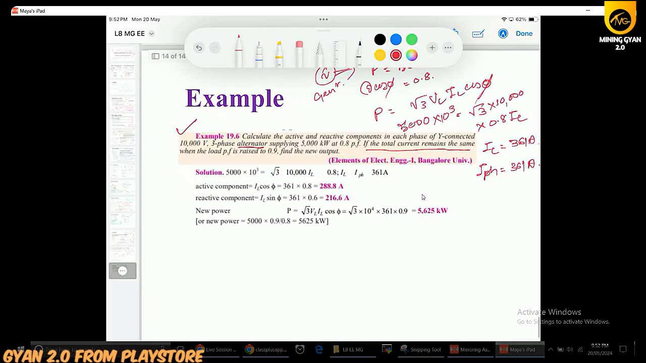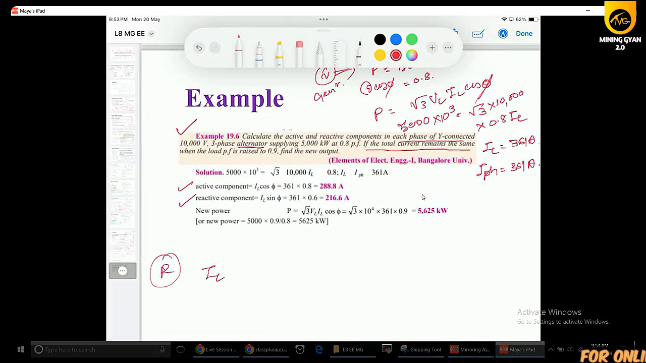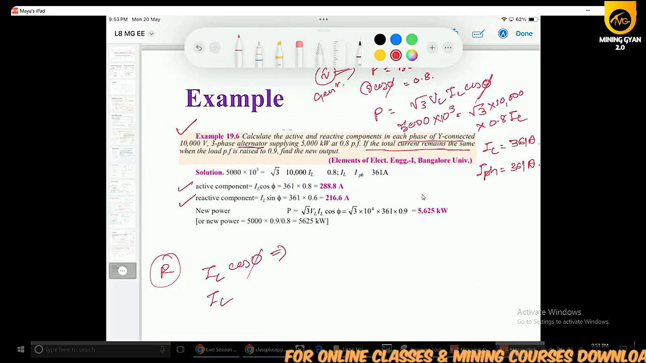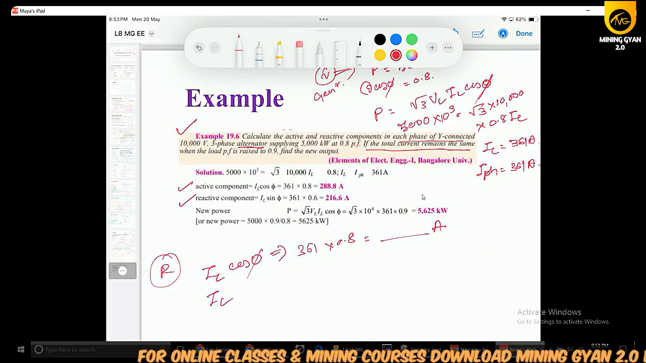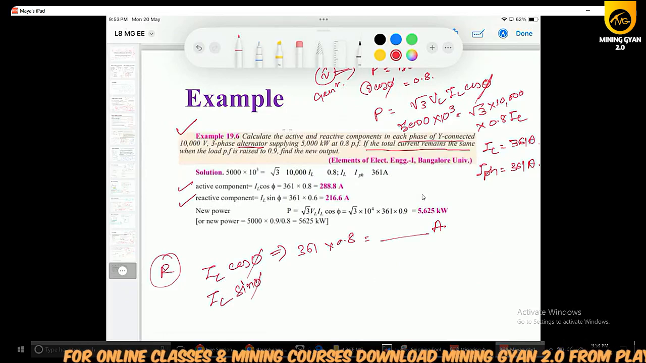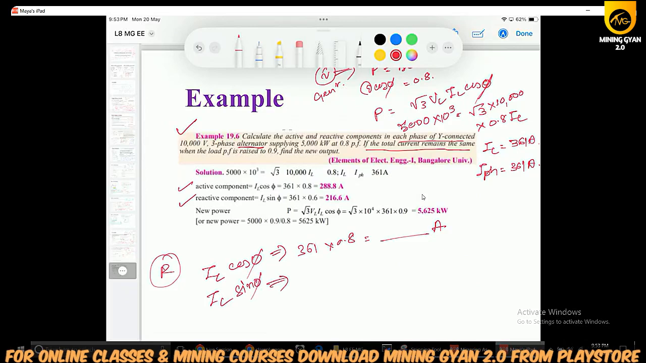Then how to calculate the active component and reactive component in each phase of the star connection. Let us take R phase. Active component will be associated with cos phi, and reactive component will be associated with sin phi. So IL cos phi is your active component. IL is 361 into 0.8, this much ampere. It is asking about the current only, and this is related to the reactive component, 361 into 0.6, and that is 216.6 amperes.